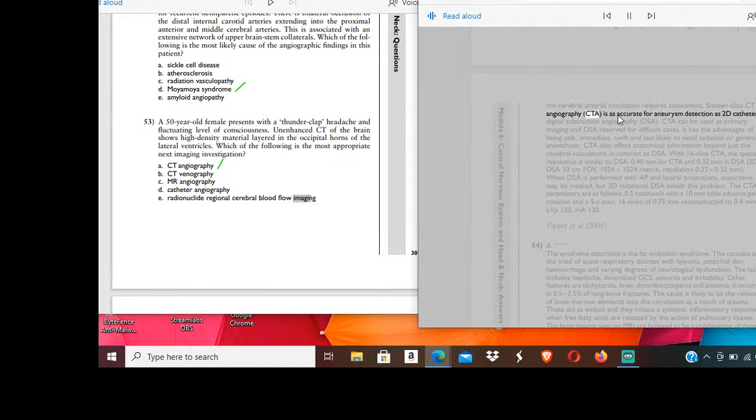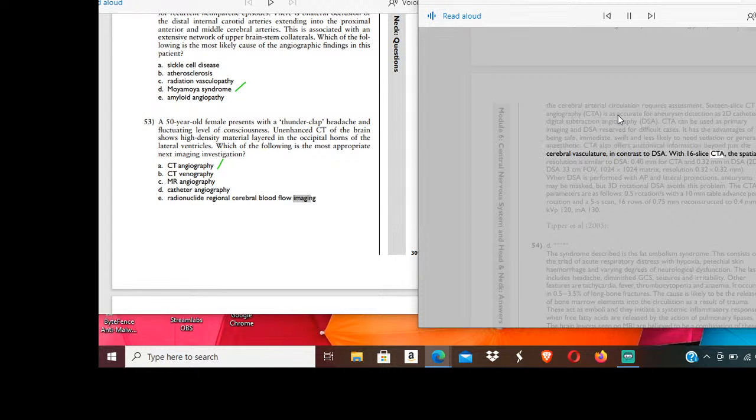16-slice CT angiography, CTA, is as accurate for aneurysm detection as 2D catheter digital subtraction angiography, DSA. CTA can be used as primary imaging and DSA reserved for difficult cases. It has the advantages of being safe, immediate, swift, and less likely to need sedation or general anesthetic. CTA also offers anatomical information beyond just the cerebral vasculature, in contrast to DSA.